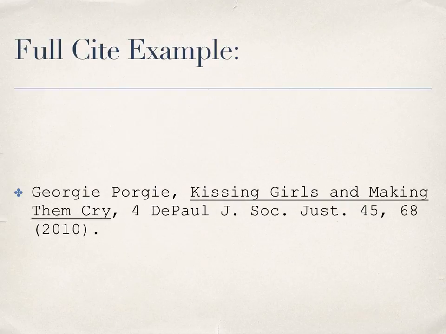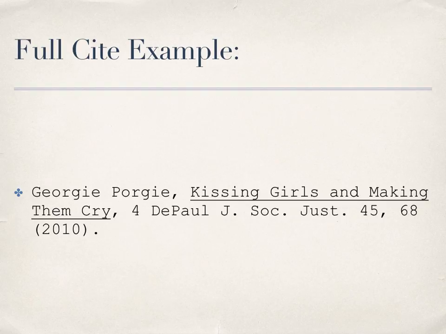Here's an example of a site that might come up from an article that was published in the DePaul Journal for Social Justice. Let's break it down a bit. The author component of your citation will follow the same rules as books, and that is first name, last name of one author. If it's two authors, you'll have both names separated by an ampersand and in the same order as they are credited on the article.